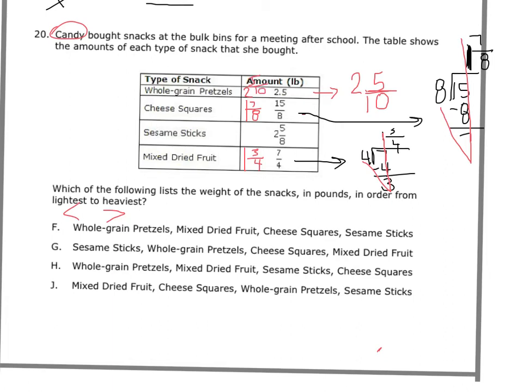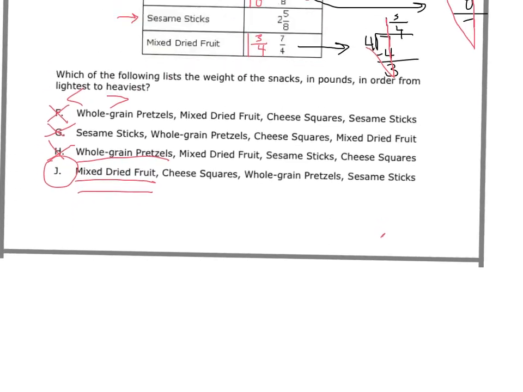All right, which one is the smallest? I'm going to eliminate from my choices anything that starts with a sesame stick or whole grain pretzel because those are the biggest. So whole grain pretzels, sesame sticks. Oh, look, there's another one that starts with whole grain pretzels. And then mixed dried fruit is one of the ones that starts with a 1, and that's the only one left. I'm not even going to compare them because I don't need to. My answer choices help me out there.